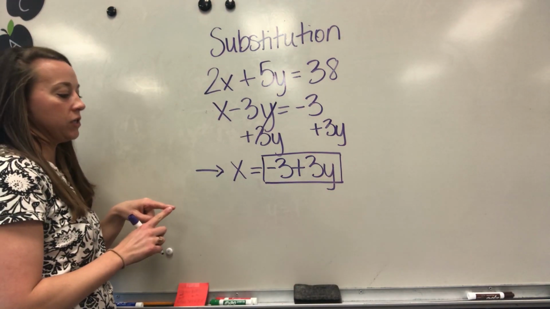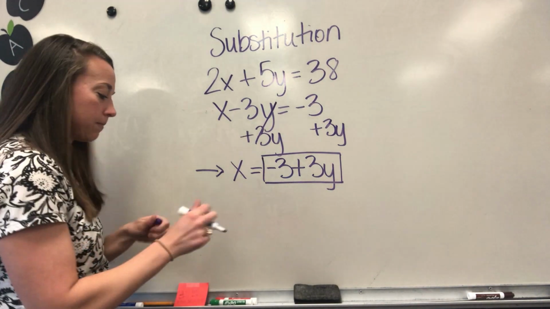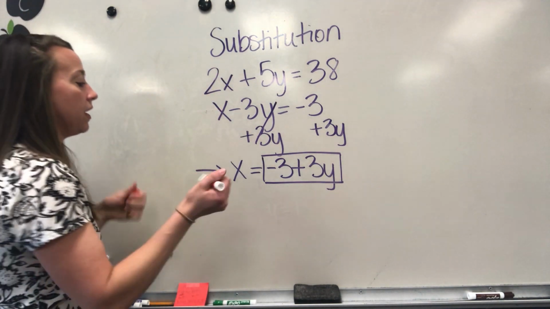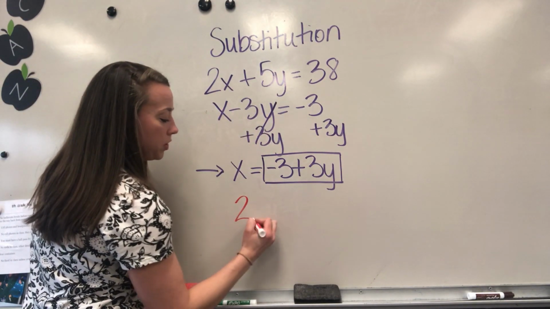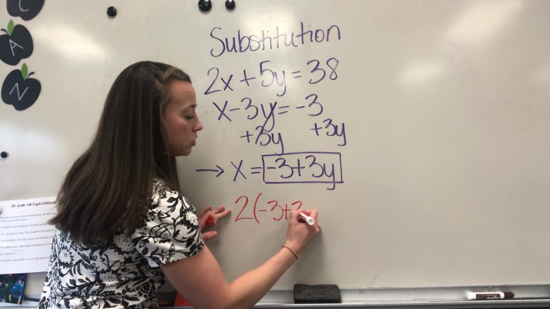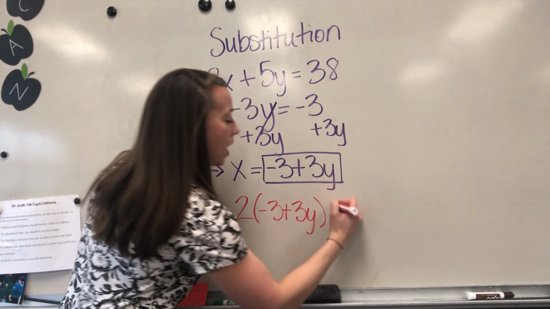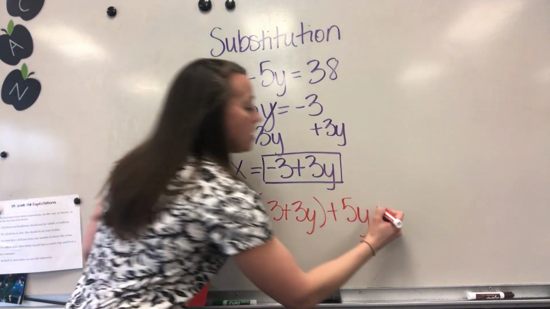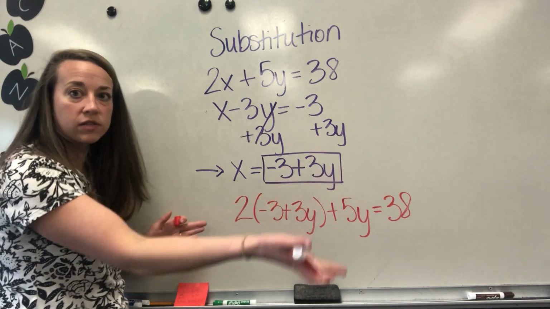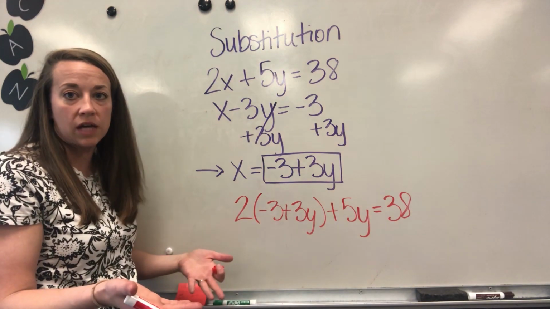So when I go back to my original equation, I'm going to plug this value in to represent the x. So let's look at our first equation here that we have not touched or manipulated. It is 2x. So I'm going to put 2, and instead of x, I'm going to put what x represents. And x represents negative 3 plus 3y. And you definitely want to use parentheses. Then I've got a plus 5y, and then I've got an equals 38. And now I just have a typical equation that we've been working on since the beginning of the year that I can solve. And I'm going to end up getting y equals something once I solve.